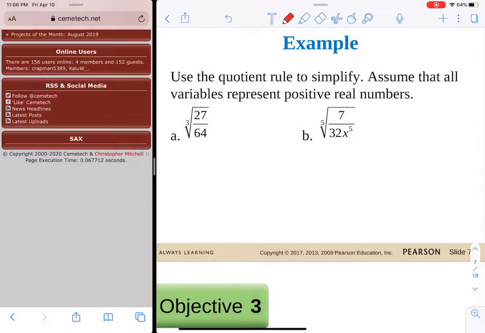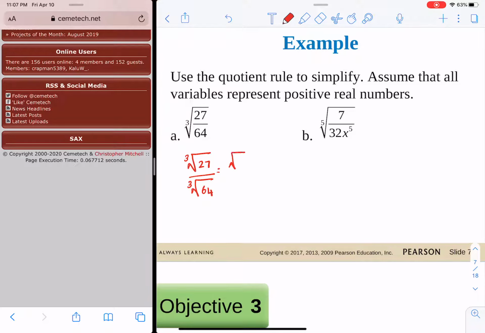So here we have to use the quotient rule to simplify, and we are making an assumption that all variables represent positive real numbers. So whatever we have inside the x here is a positive real number. Since we have 27 over 64 under a common root, which is the third root, we could split it up and write it as cube root of 27 over cube root of 64.